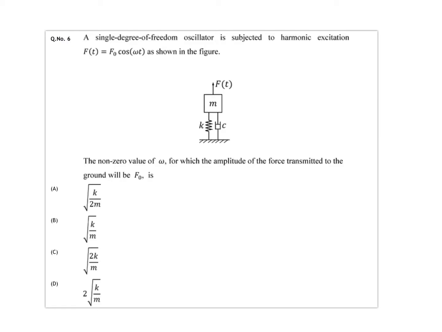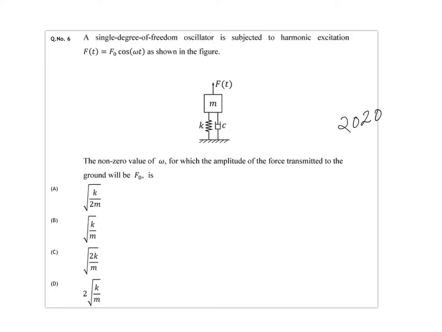Today I have a very interesting problem to solve. This was asked in GATE 2020. It's a 1 mark problem. It's quite an interesting problem for a couple of reasons. Reason 1, you're asked to find the forcing frequency, not the natural frequency, for which the amplitude of force transmitted to the ground will be F0, or what is initially applied.